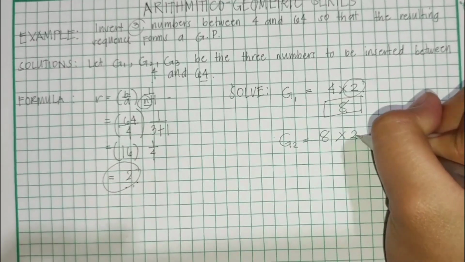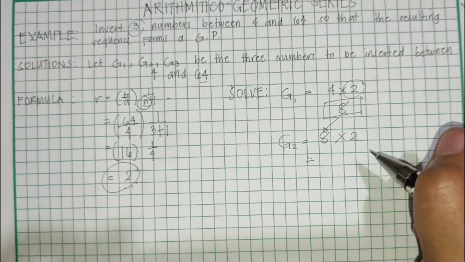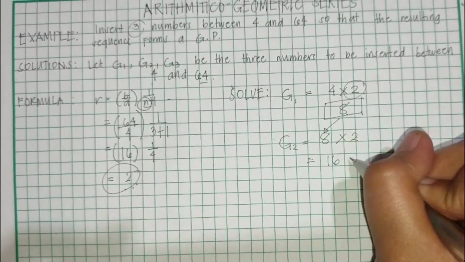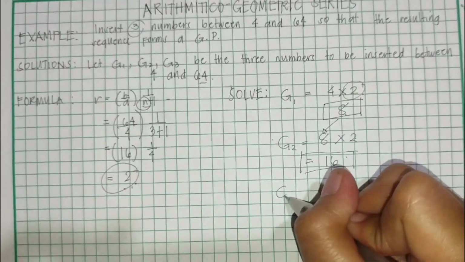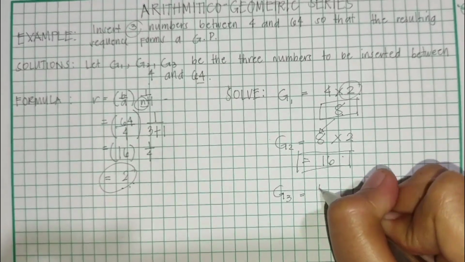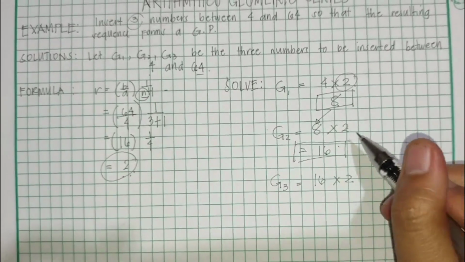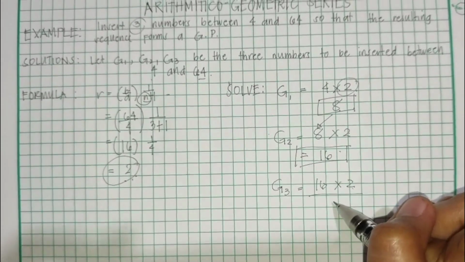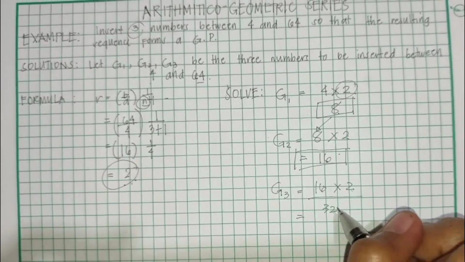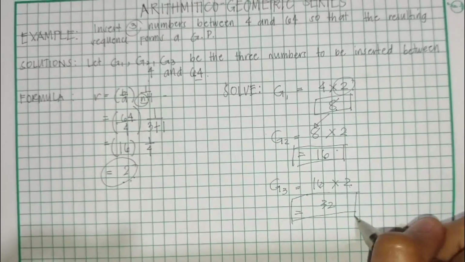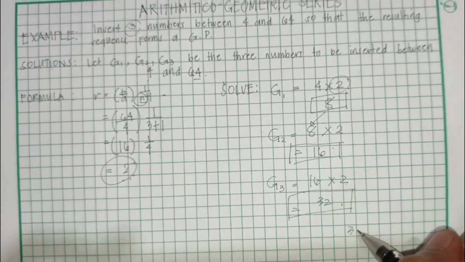Remember the product from G1? It will serve as our multiplier to solve the answer for G2. So 8 times 2 is equal to 16. And now for G3. The product of G2 will serve as our multiplier in order to get the product for G3. So 16 times 2 is equal to 32.